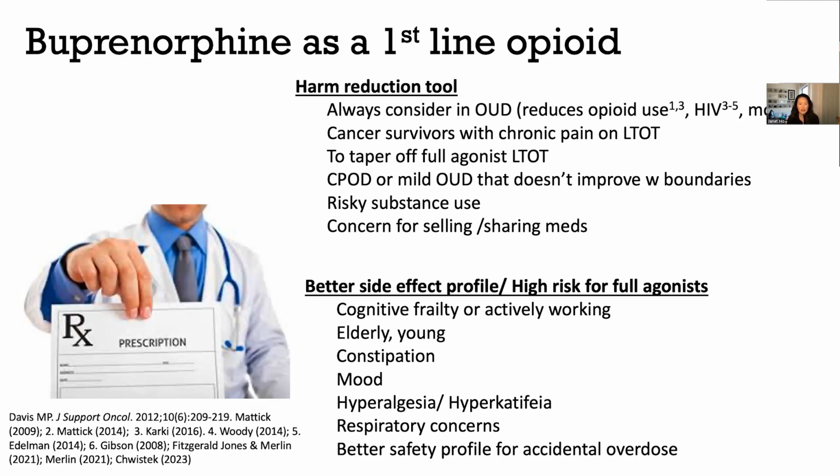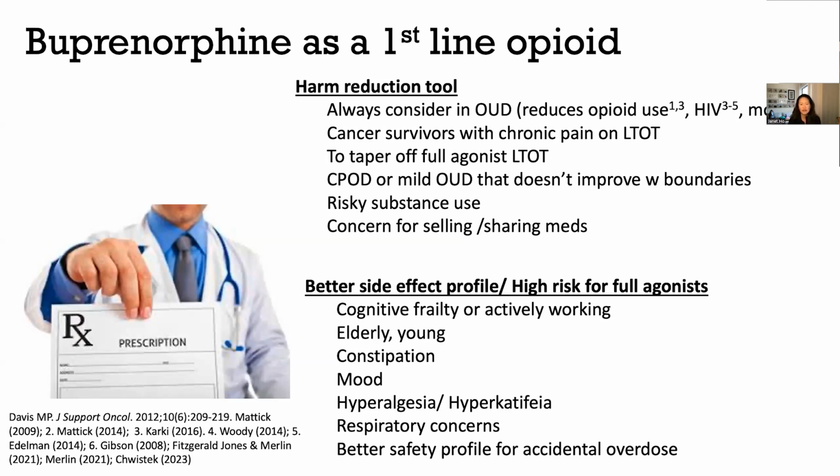The other pool of patients who I think about are folks who would benefit from this improved side effect profile, or folks who are very sensitive to the full agonist side effects. So people who are cognitively frail, or I have patients who are working or really value their mental alertness, I will often try buprenorphine first to see if we can reach that balance between pain control and cognitive function. It is safer for elderly folks and then for really young folks.